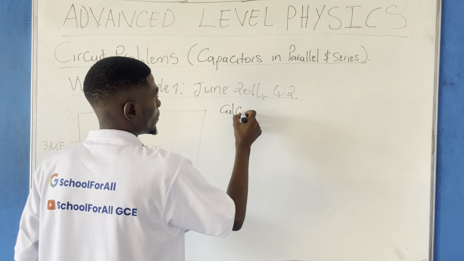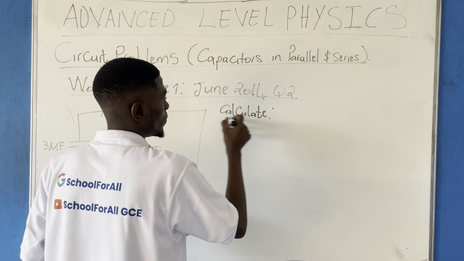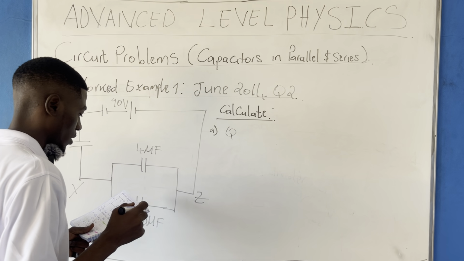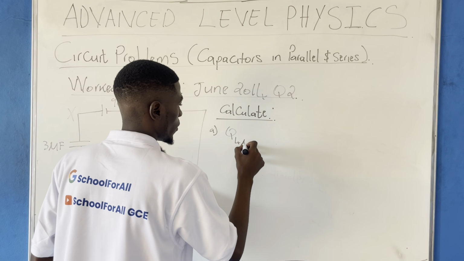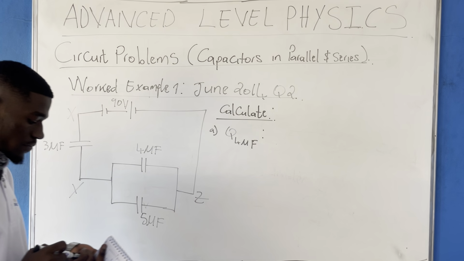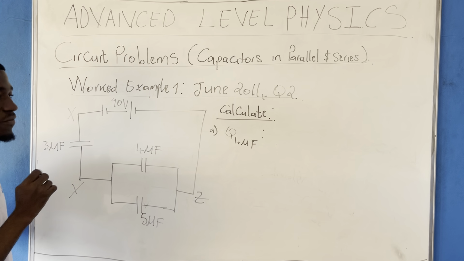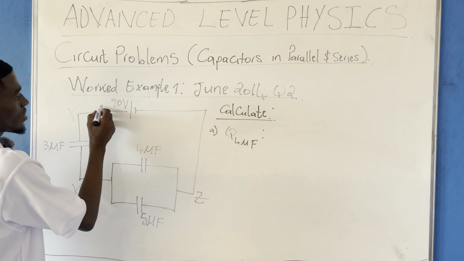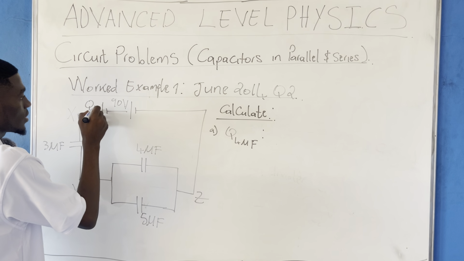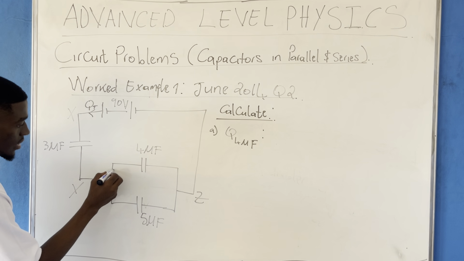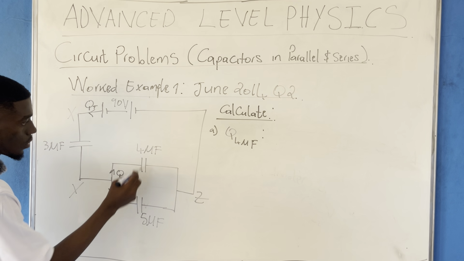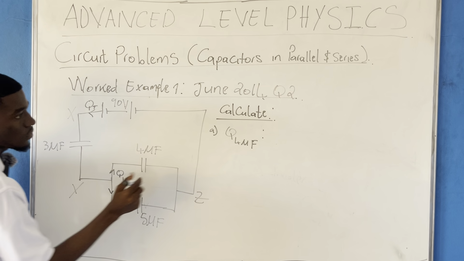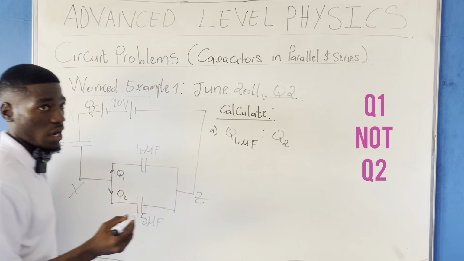So, calculate A. We want the charge stored in the 4 microfarads. Now look at where the 4 microfarad is. Let us identify. This is our 4 microfarad. We all agree that this one is the positive terminal. It means that the charge will flow like this. The total charge is flowing here and splits into 2: Q1 and Q2. So the charge flowing through the 4 microfarad is Q2.